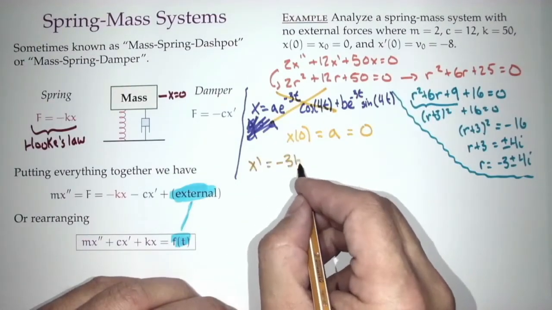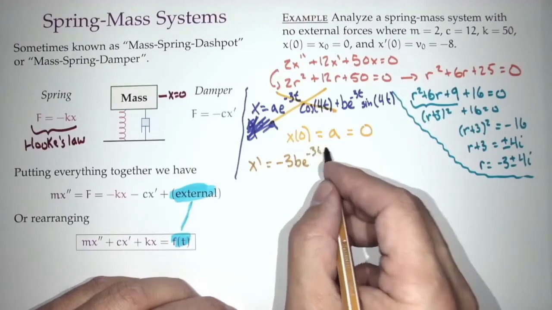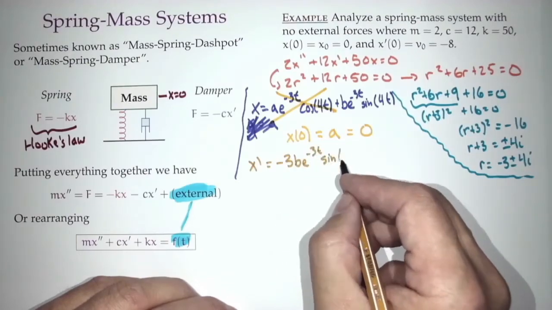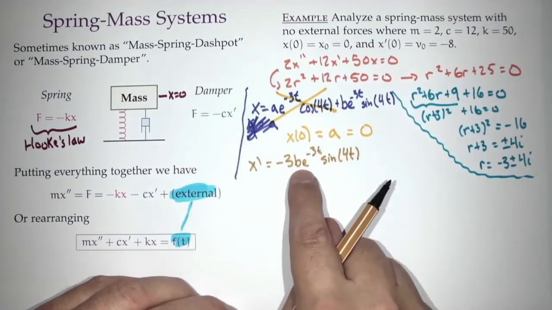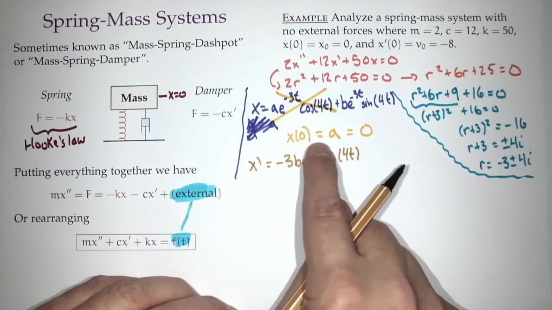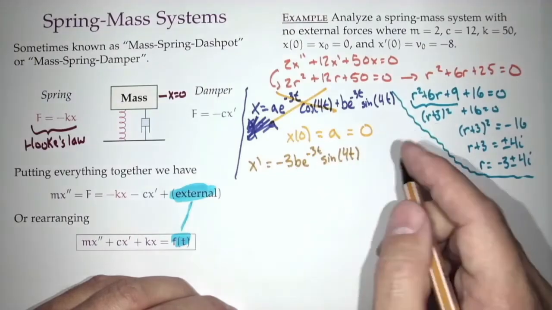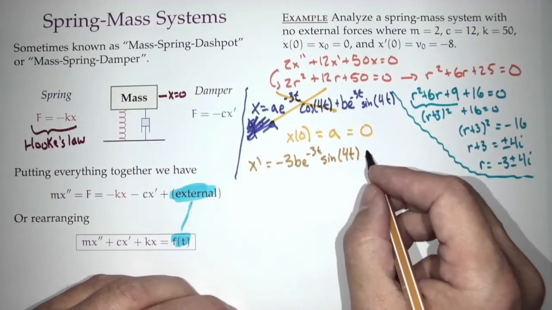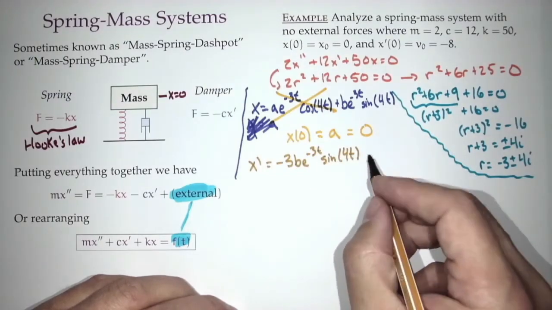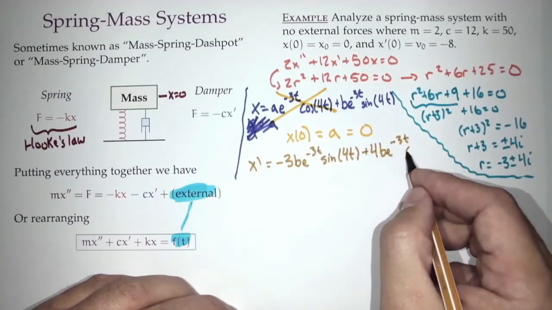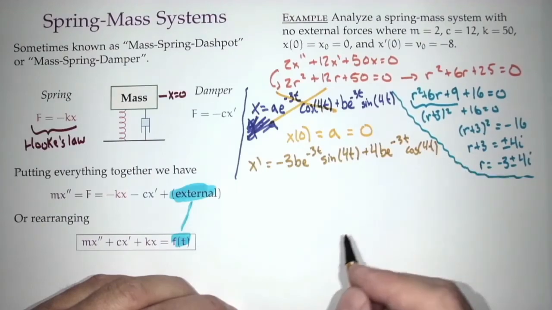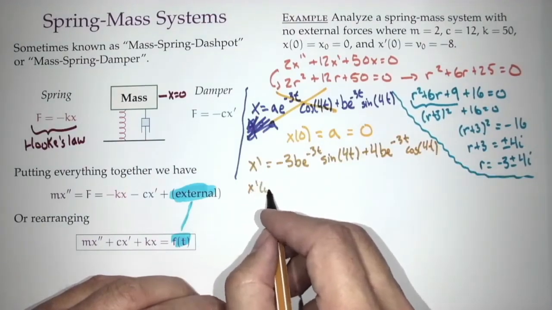Wow, that's amazing. I'm glad you do. So minus 3b e to the minus 3t sine 4t. That's if we take the derivative of the e to the minus 3t and leave the sine 4t alone. Now the derivative of sine is cosine, and don't forget the 4. So plus 4b e to the minus 3t cosine 4t. Okay, so we plug in 0. What comes out?